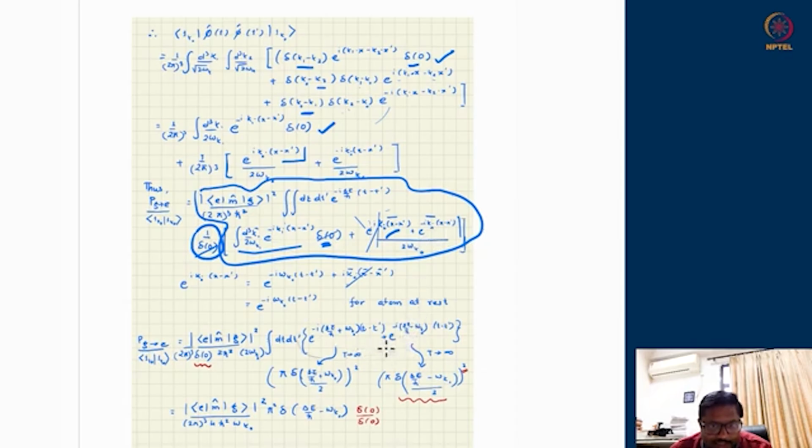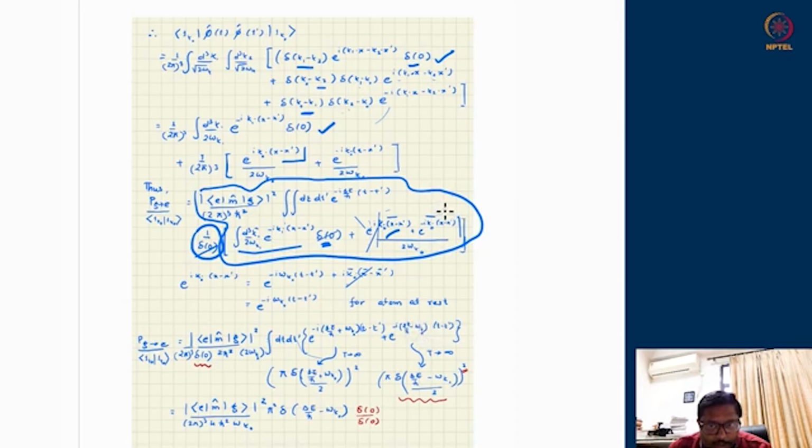These integrals we have already evaluated in the vacuum 2-point correlator exercise as well. And we know the first term is again going to give me pi times delta of (delta E upon h bar plus omega k naught) by 2, whole square. These integrals we have computed before. And the second term will similarly give me delta of delta E upon h bar minus omega k naught this time.